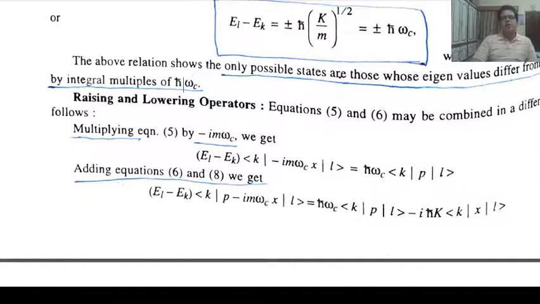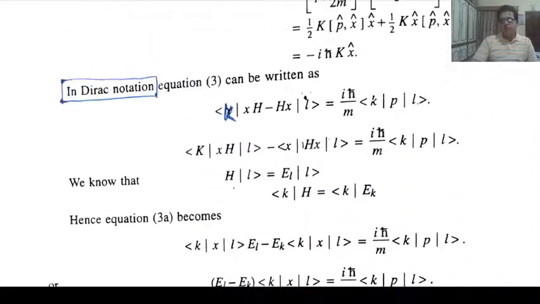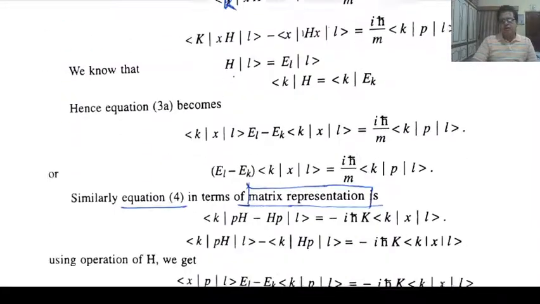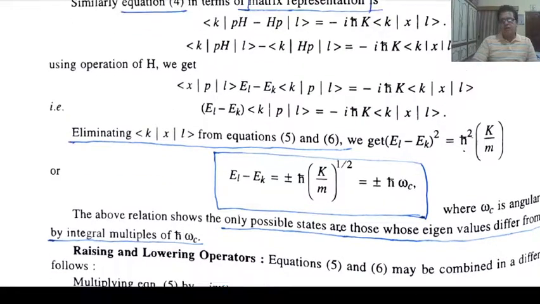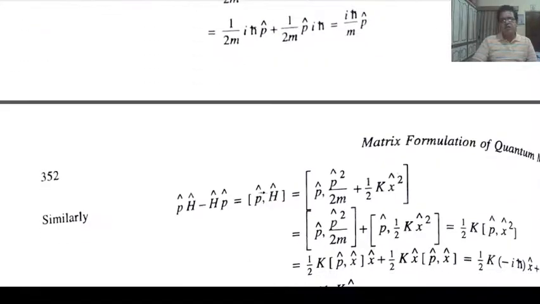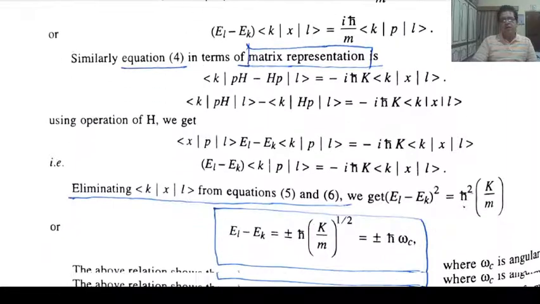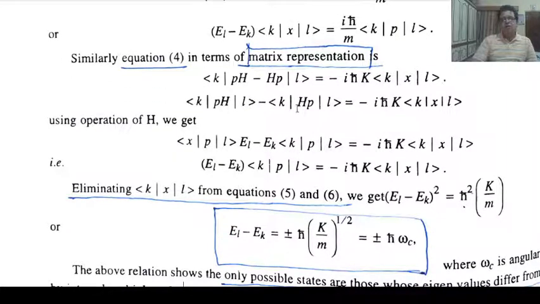Raising and lowering operators. Multiply equation 5 by minus iota m omega c, and we get equation 3, 4, this is the equation.